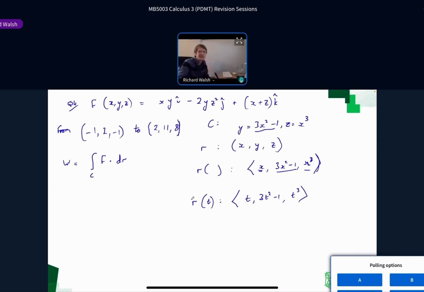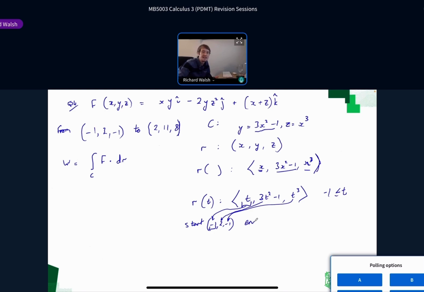But to find the T values that start and end it, look at the starting point. I'll just write -1, 2, -1. That's the start point. This value has to equal -1, so T has to equal -1 for the start. Or you could solve T cubed has to equal -1, so T again would be -1. Or if you let the middle one equal 2, T would again come out to be -1. So T definitely starts at -1.